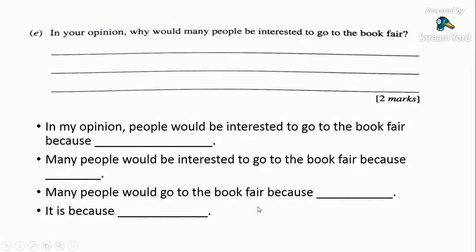Hopefully they'll get the right answer. Normally I'll write it as "because", but you can write in many ways. So all these answers are accepted. Don't be scared.